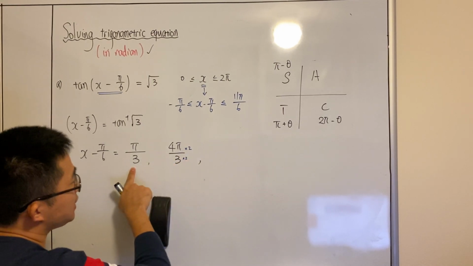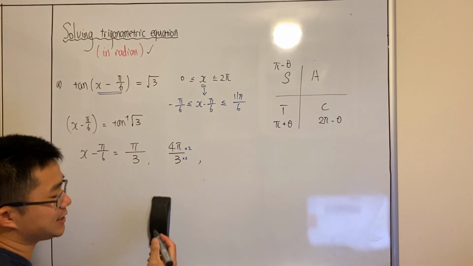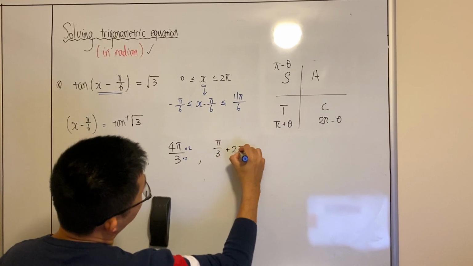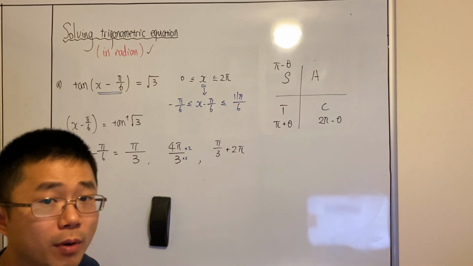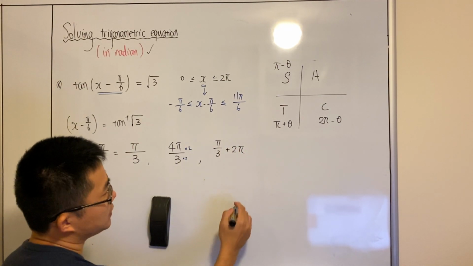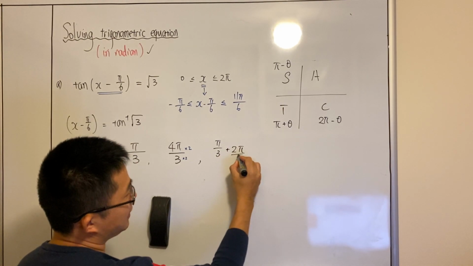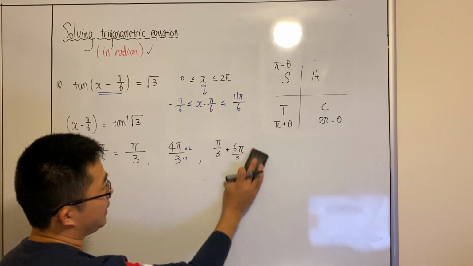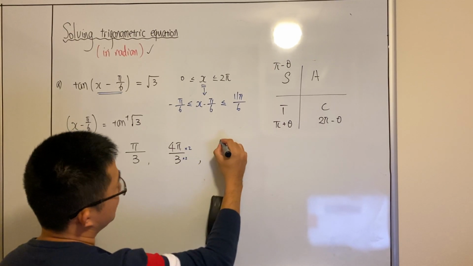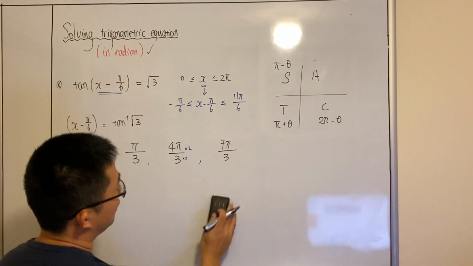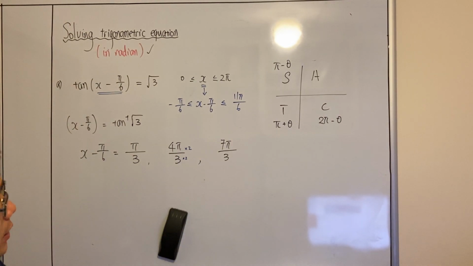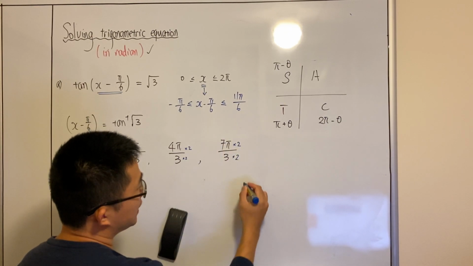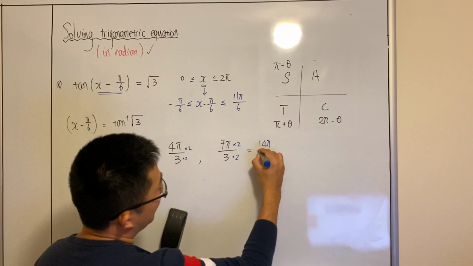What's the next one? Next, we need to add 360 degrees to this angle, so that becomes plus 2 pi. What does that become? If we make the same denominator, that's 3 and 6, and when you add them together it's 7 pi on 3. Now check: 7 pi on 3, if I times by 2 here, that gives you 14 pi on 6.